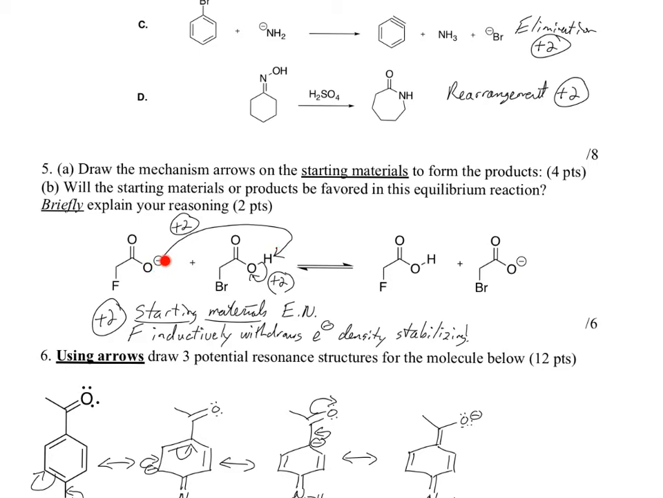Start our arrows at electron density, the nucleophile. Electrons go there, grab the hydrogen, forms that bond. Same time this OH bond breaks, those electrons go there. I'm going to do the negative charge there now.